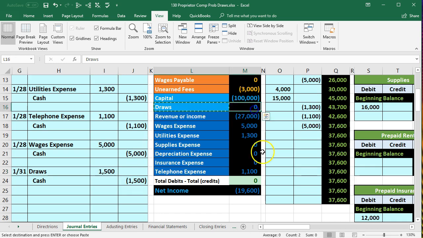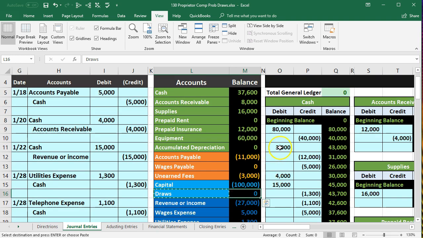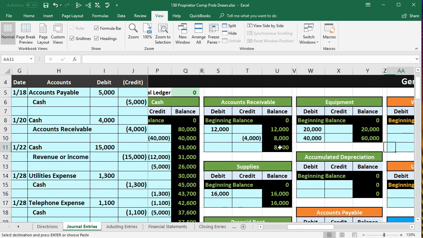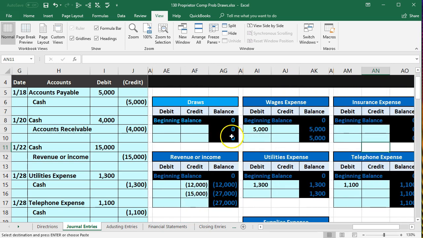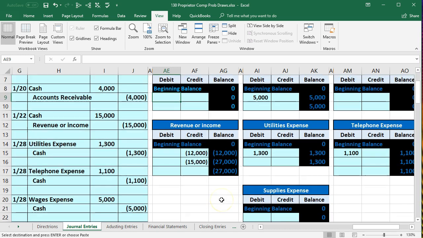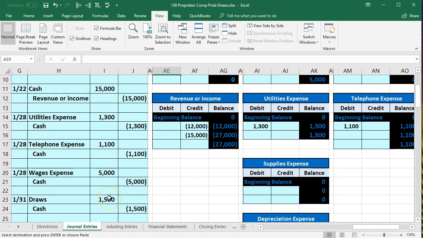Here's draws on the trial balance. It's going to be in the same order. It's our second equity, second light blue account. Going to the right, we've got assets, we've got liabilities, and then we've got the equity. There's the draws that we want. We want to be on the first cell here on the debit side, in cell AE9. Scrolling back down, we can see the draws here. That's the one we want.